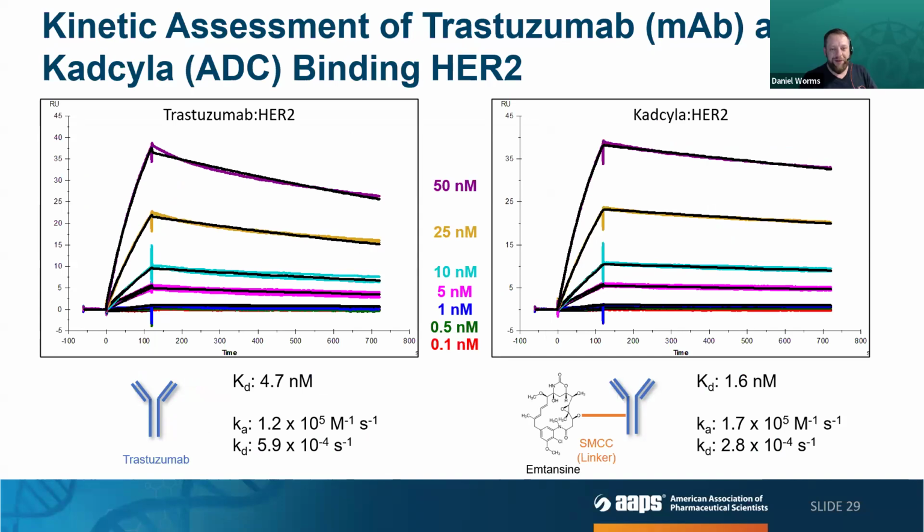Thanks. So another example I would like to show you is a kinetic assessment of trastuzumab and the ADC Kadcyla binding to the HER2 receptor. So trastuzumab is a monoclonal antibody that also binds to the HER2 receptor, which is found on breast and stomach cancer cells, and also inhibits growth of the tumor cells. And Kadcyla is an ADC, which is based on trastuzumab and then uses the linker SMCC to conjugate the small molecule mertansine. Mertansine binds to microtubules and thereby induces apoptosis of the cancer cells.